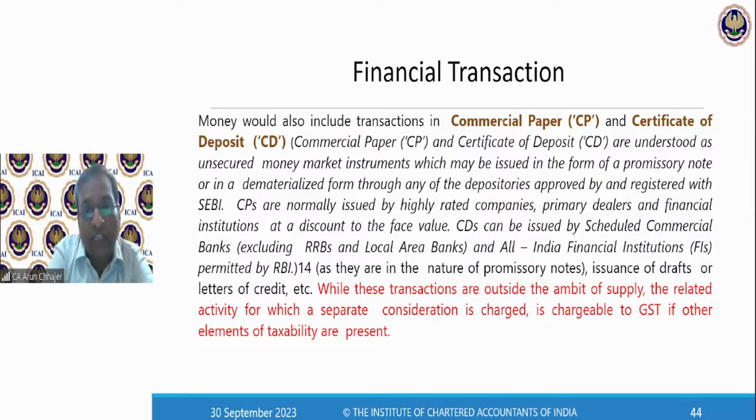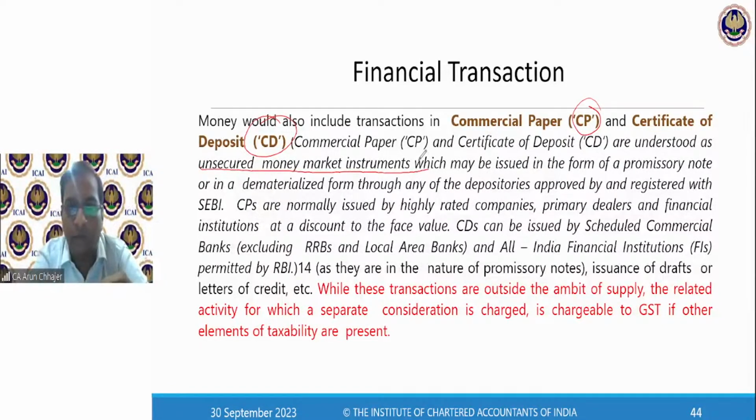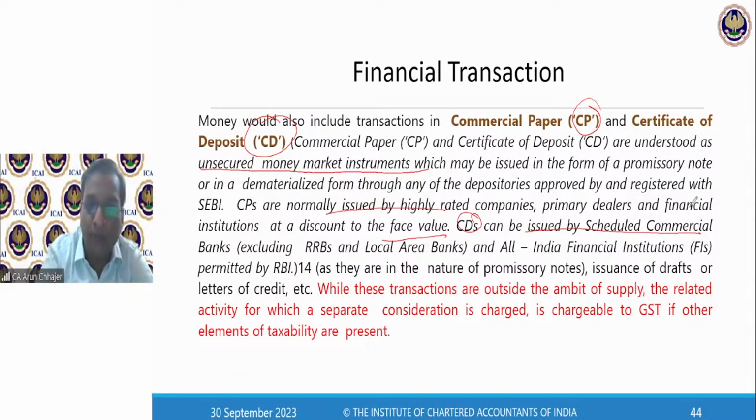Money would also include transactions in commercial paper and certificate of deposit. CP and CD are understood as unsecured money market instruments which may be used in the form of a promissory note or a dematerialized form through any of the depositories approved by and registered with SEBI. CP are normally issued by highly rated companies, primarily dealers and financial institutions, at a discount to the face value. What about the CD? It can be issued by a scheduled commercial bank, etc. Now they are money, therefore they are neither goods nor services.